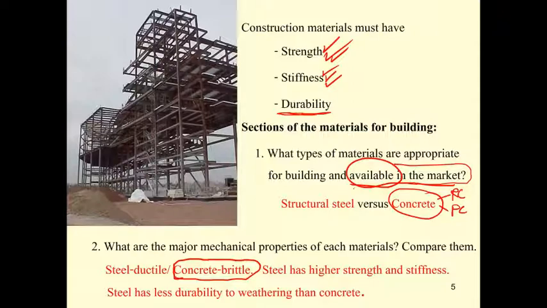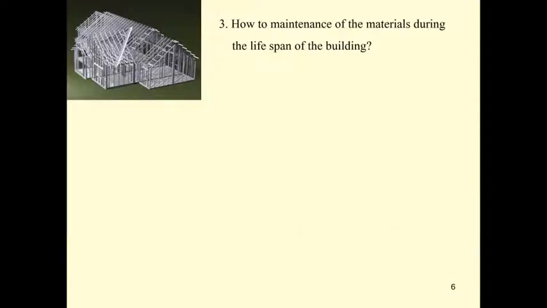But anyway, the steel is susceptible, or less durable, to the weathering than the concrete. When it's wet by water, it can rust easily. So for the steel, you need to paint it with a rust-proof material, and sometimes you also need to spray fireproof material onto the steel. Unlike the concrete, concrete won't rust. Concrete is also very durable to fire.